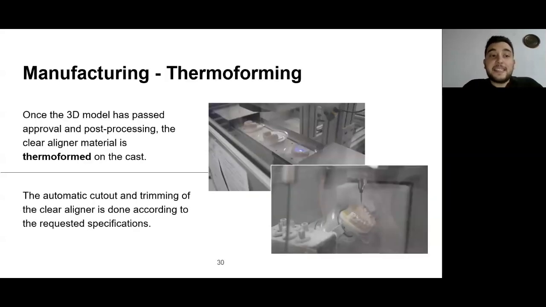Moving on to thermoforming, the next stage. Once the 3D models have passed the approval, post-processing is done and the clear aligner material is thermoformed to the cast. Automatic cutouts and trimming of the clear aligner are done according to the required specifications.